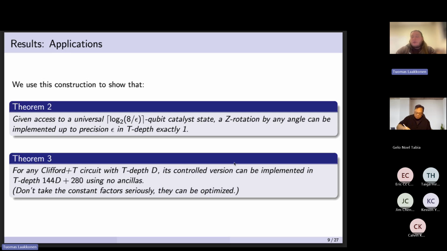And what's nice is because it's universal, you can prepare this catalyst state once, and it works for any angle that you want to rotate by. It's not specific to the angle or anything. So that's the first thing we're going to show.